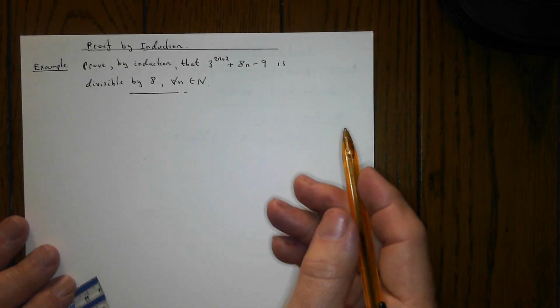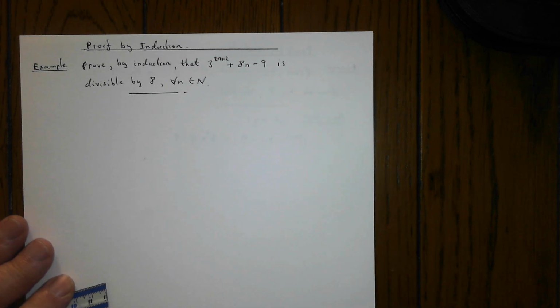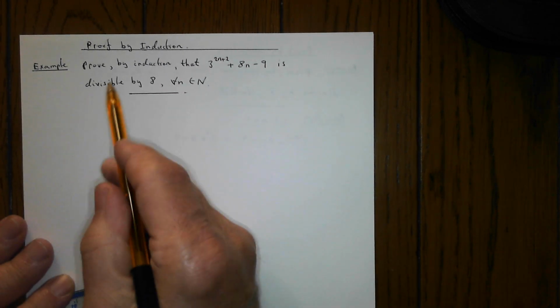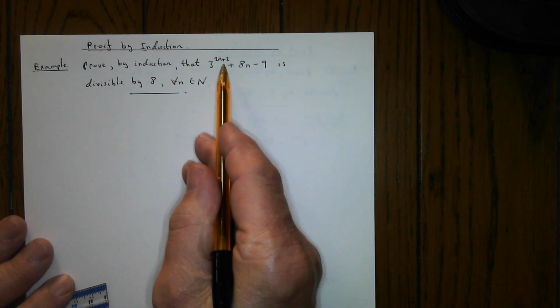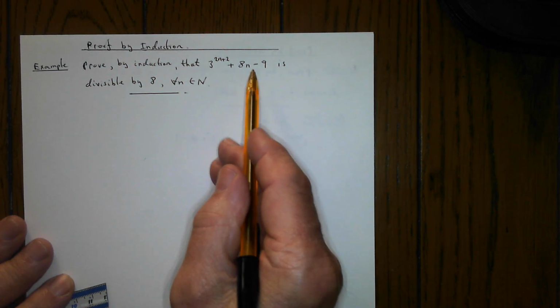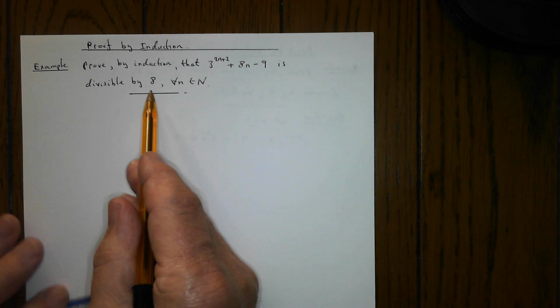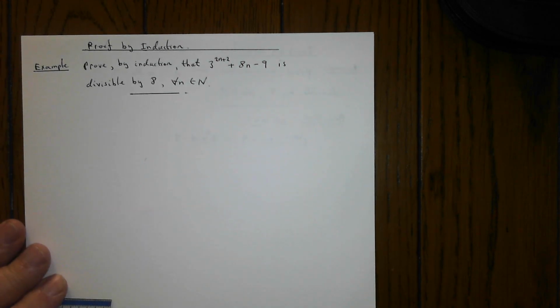Okay, welcome to this video on proof by induction. We have an example: proof by induction that 3 to the power 2n plus 2, plus 8n minus 9, is divisible by 8 for all n member of N.